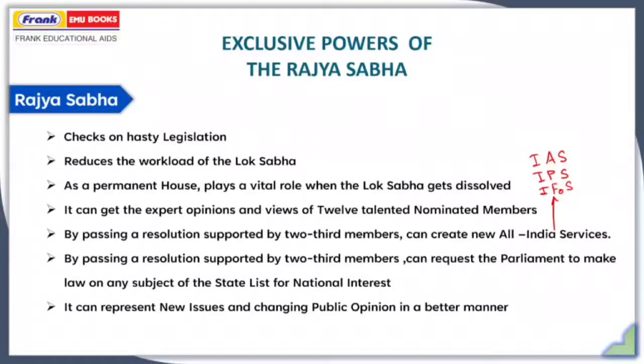Also, by passing a resolution supported by 2/3 members, it can request the parliament to make law on any subject of the state list for national interest. As we know, according to the 7th schedule of the Indian Constitution, there is a bifurcation of power between center and state. But even in the subjects mentioned in the state list, if the Rajya Sabha passes a resolution supported by 2/3 members, the parliament gets the power to legislate on that matter. So we can say that Rajya Sabha is the representation of states. It can represent new issues and changing public opinion in a better manner.